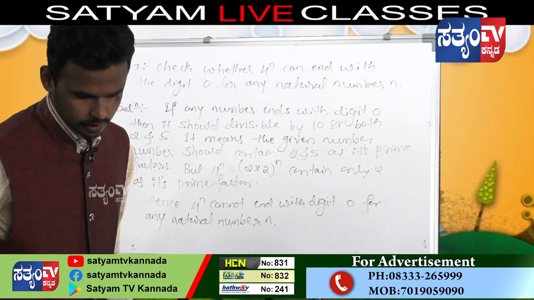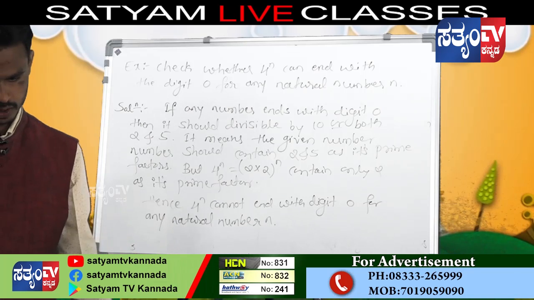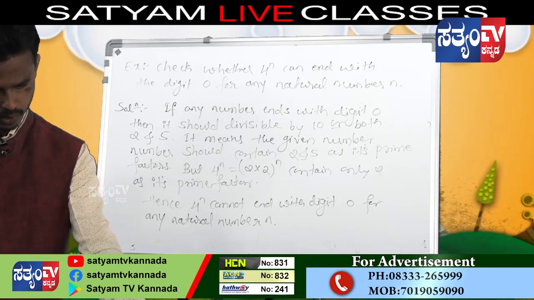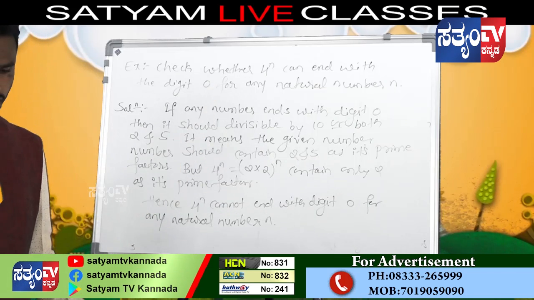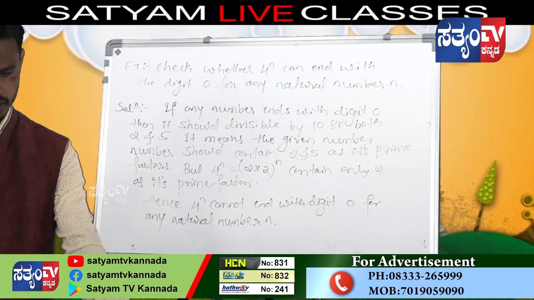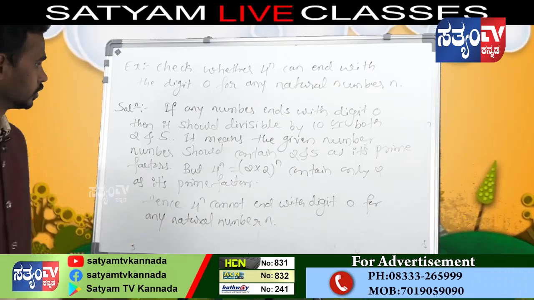Okay dear students, similarly another example is there in exercise 1.2 question number 5. Check whether 6 raised to n can end with digit 0 for any natural number n. You can try it at home.